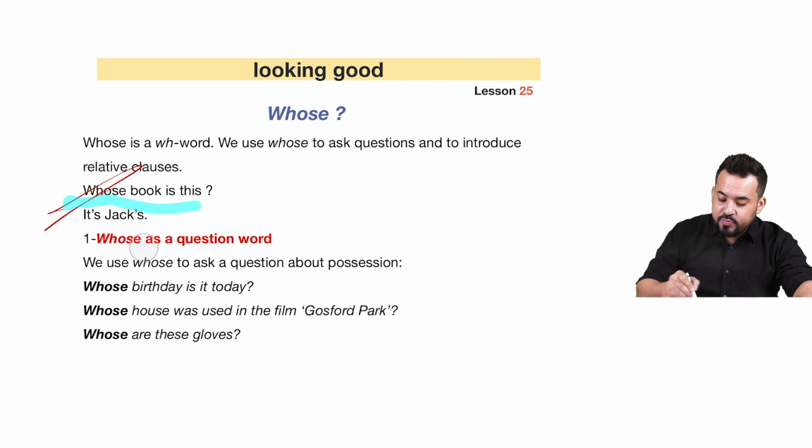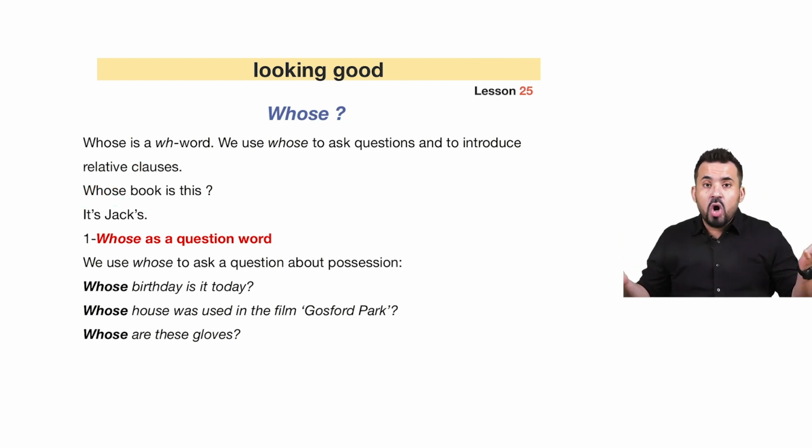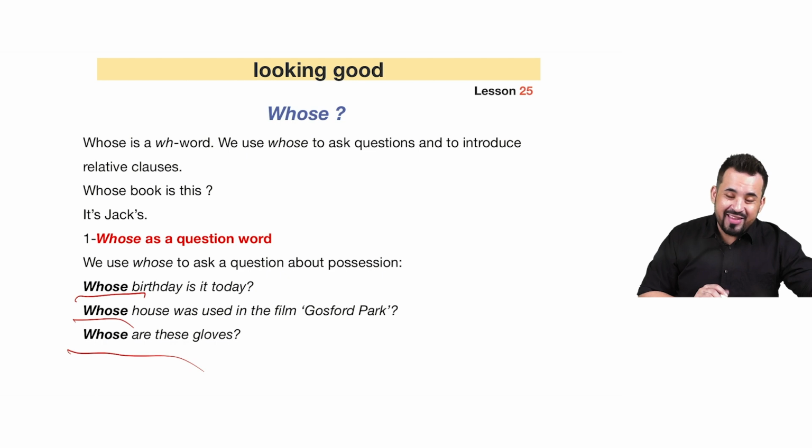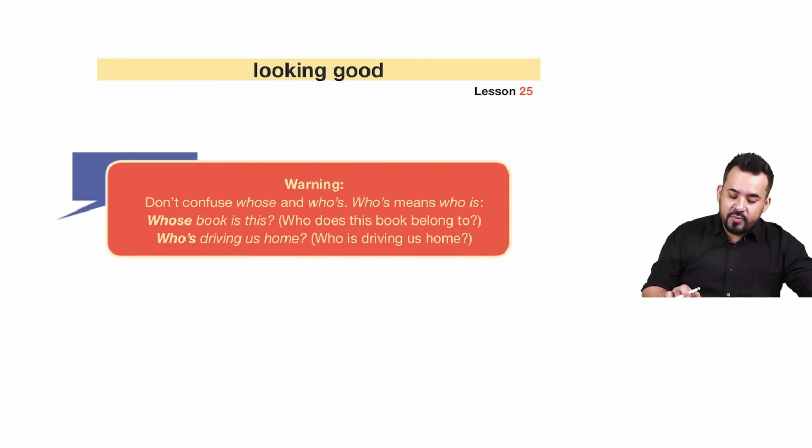This is not my book. This is his book or her book. So I want to know who owns this thing. Right? Whose is a question word. We use whose to ask a question about possession. Whose birthday is it today? Whose house was used in the film Gosford Park? Whose are these gloves? So whose, if you want to know who owns what we're talking about.